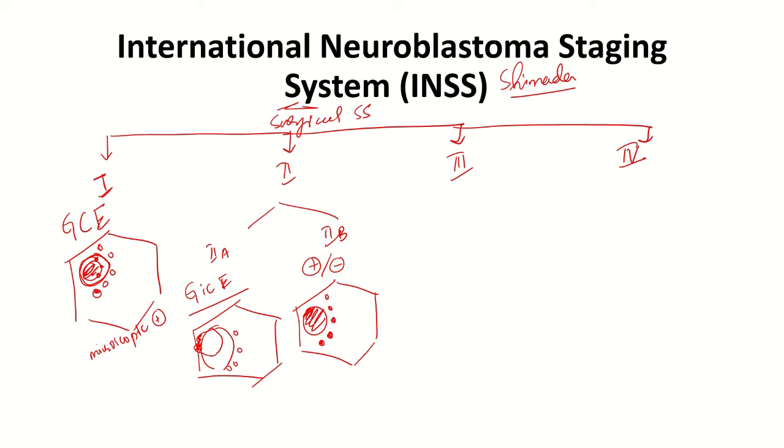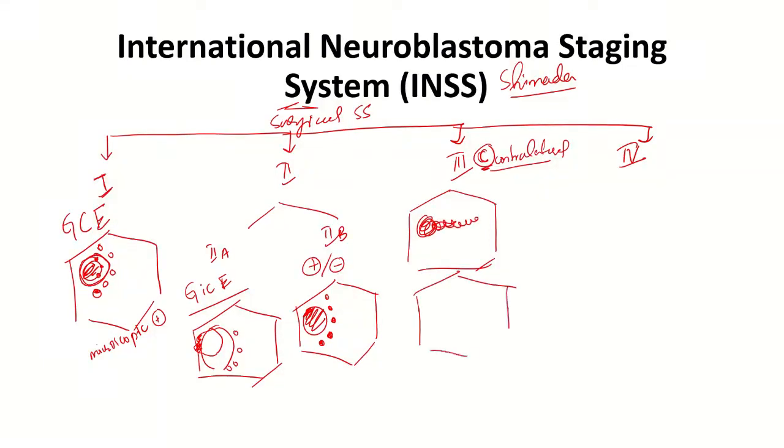In 3, there are 3 scenarios. 3, remember 3 as alphabet C, third alphabet. C used for contralateral spread. So there are 3 scenarios in stage 3. That is, the first one is tumor extending across the midline, or if the tumor is involving lymph nodes on the contralateral side, or if the tumor is in midline extending bilaterally, with bilateral lymph nodes involved.